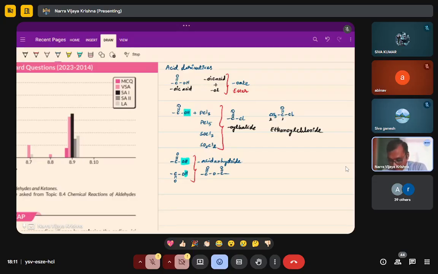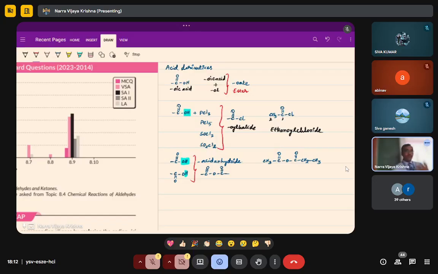Example. CH3, C double bond O, O, again C double bond O, CH2, CH3. Now observe how to name it. It is not symmetrical. I have not taken both carboxylic acids the same. If both carboxylic acids are the same, no problem, then I will call it that respective anhydride. Now that side carbon chain is different, this side carbon chain is different. I have to start numbering always from the functional group carbon, so I need to start numbering either from this or this.